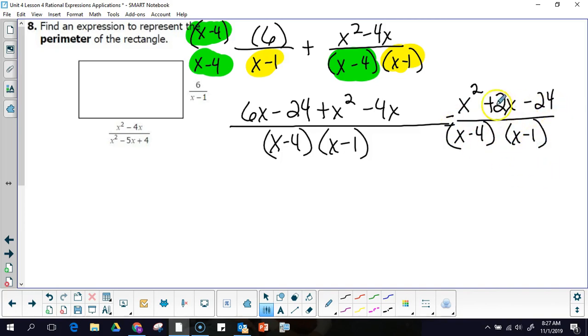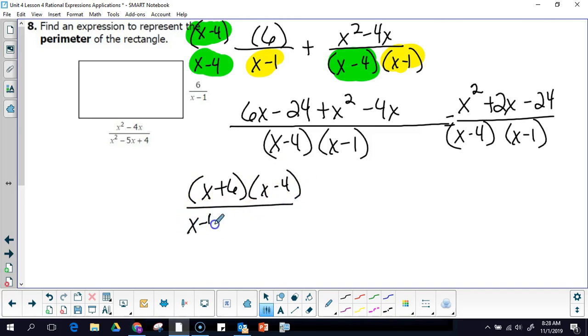So negative 24 and positive 2, that's going to be 6 and 4. One's positive, one's negative. X plus 6, x minus 4. These cancel.